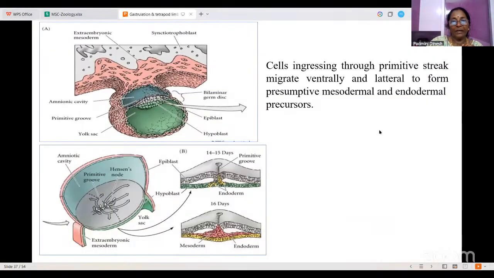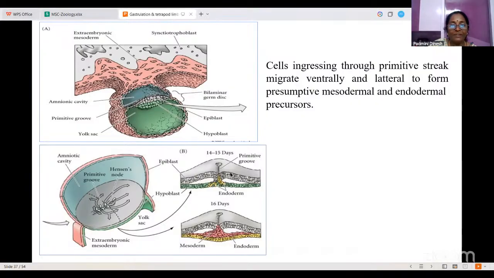So here, I would like you all to again have a look at how the ingression of the cells occurs in the primitive streak. You have this bilaminar layer, that is two layers. The upper one is the epiblast and the lower one is the hypoblast. That's the yolk sac over there, and that's the amniotic fluid. The cells covering the amniotic fluid are the cells that are going to form the future embryo for us. And that's the yolk sac.